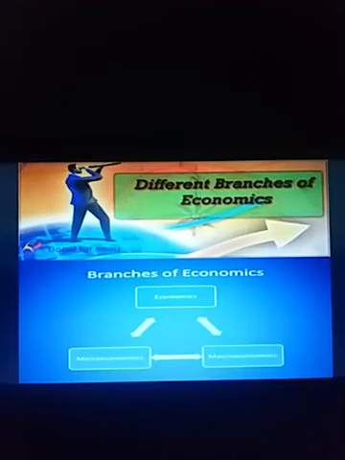Dear students, in our previous classes, we have learned about basic concepts of economics, in which we learned about utility, production, consumption, factors of production, and so on. After knowing the basic concepts, we need to know about different branches of economics. Economic theory can be broadly divided into two major parts or branches. These are microeconomics and macroeconomics.